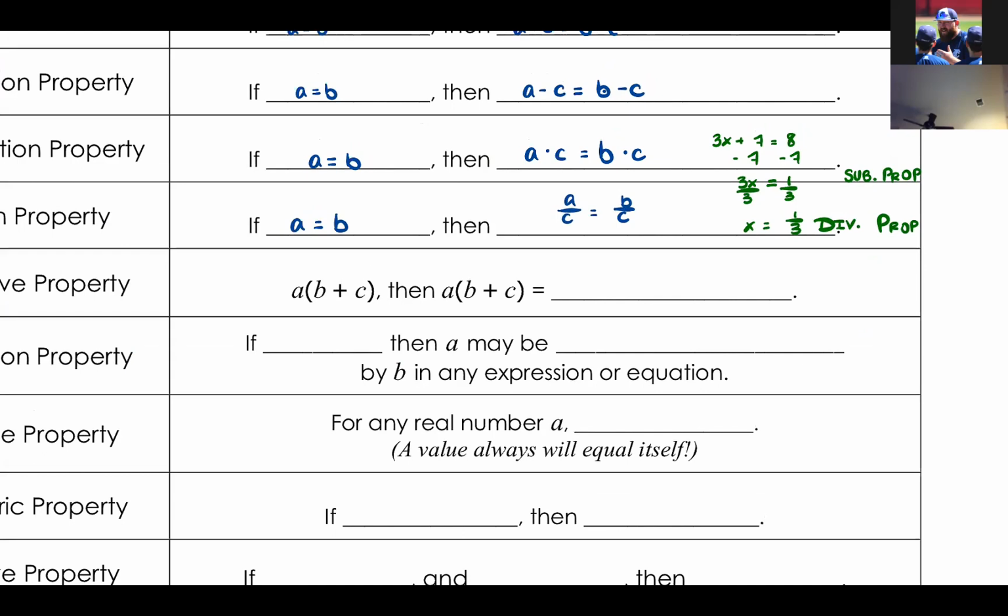Distributive property, what do you think? If A times B plus C, then what's it become when we distribute something? Remember, it goes into both terms. AB plus AC, right?